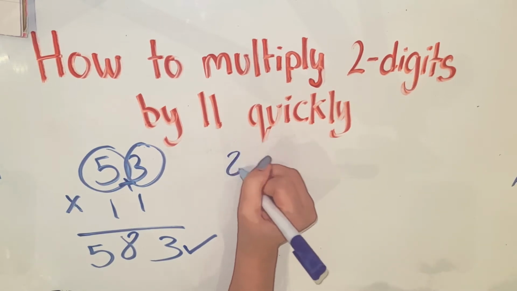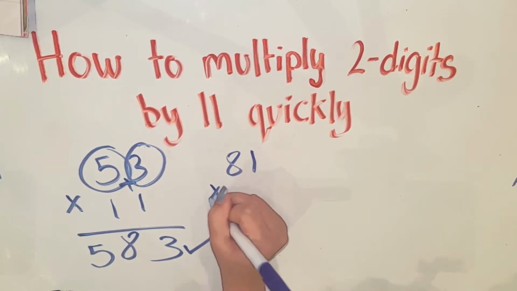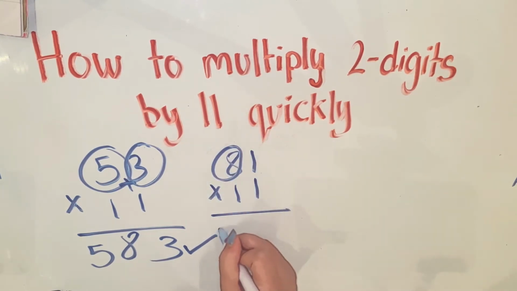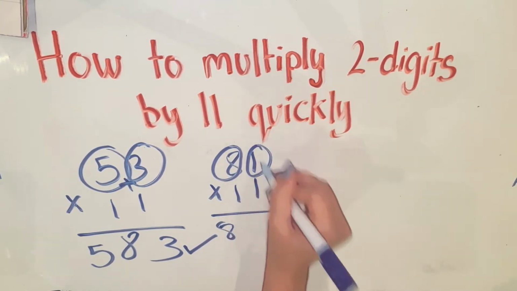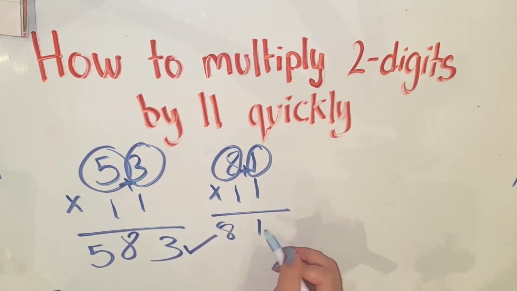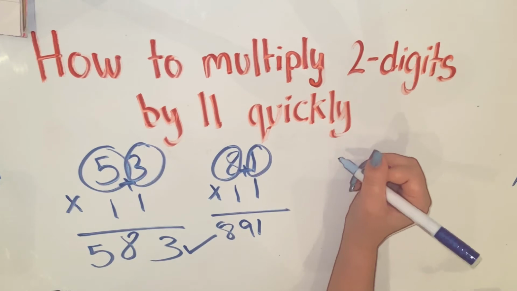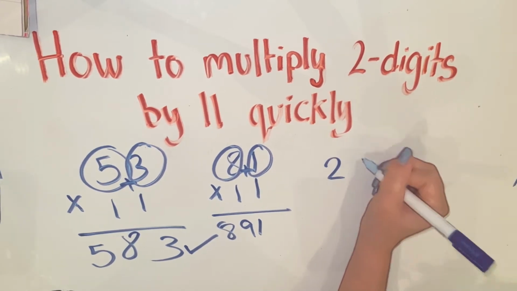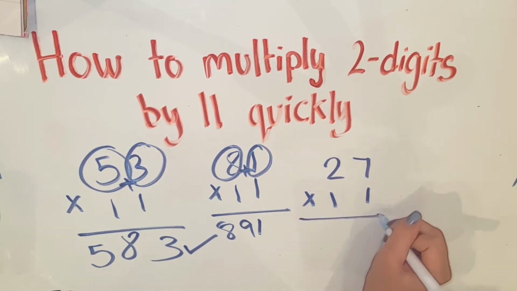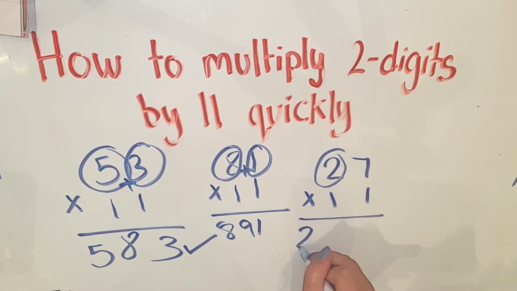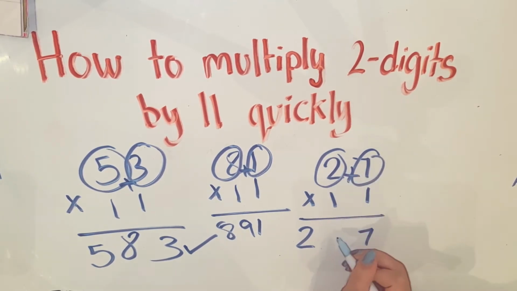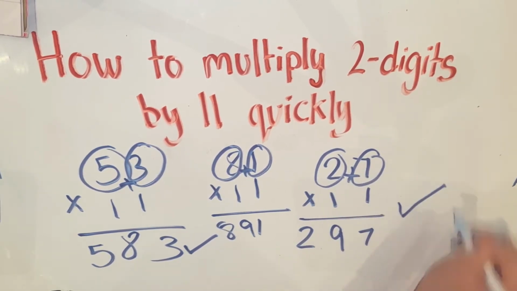Next, we can do 81 multiplied by 11. Again, we start by taking the first number, which is 8, and the second number, which is 1. Then we add the top two numbers together, which is 9. Next, we can do 27 multiplied by 11. We start off by taking 2. Next, we take 7. We add them together and get 9, which is also the correct answer.